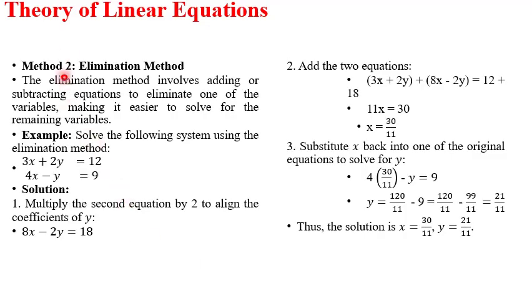The second method for solving systems of linear equations is the elimination method. Basically, it involves adding or subtracting equations to eliminate one of the variables, making it easier to solve for the remaining variables. Let's take, for example, this system of linear equations. So how do you handle that? By solving using the elimination method.